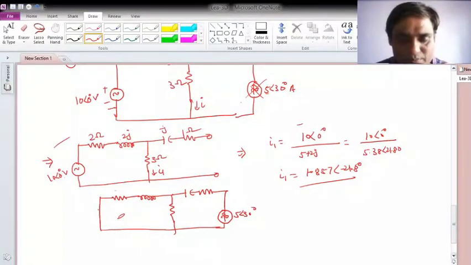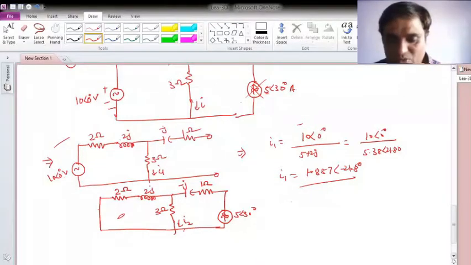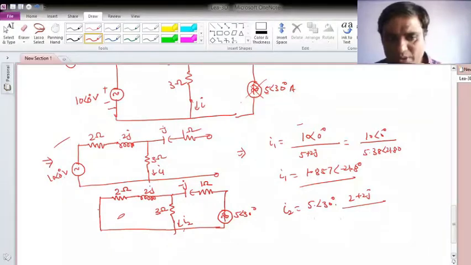Okay, so here this resistance value is 2 ohm, this is 2J ohm, this is 3 ohm, this is minus J 1 ohm, and the source is 5 angle 30 degree, and what I have to obtain is this current I2. So to get it, this is the total current. Again I can use the current division rule here. So I2 will be, total current is 5 angle 30 degree into the opposite impedance, that is 2 plus 2J, divided by the sum of the impedances, which will be 3 plus 2, that is 5 plus 2J.